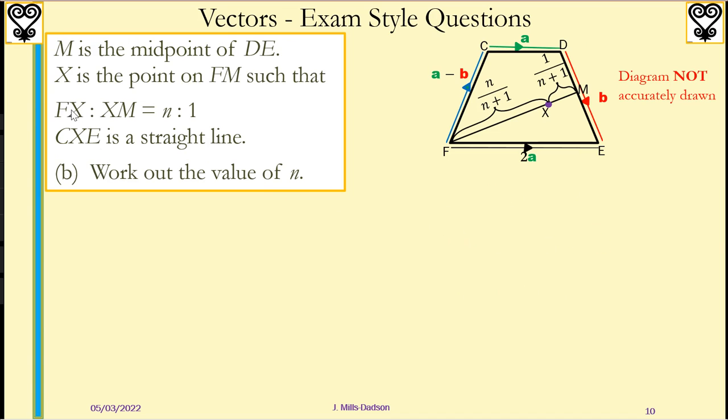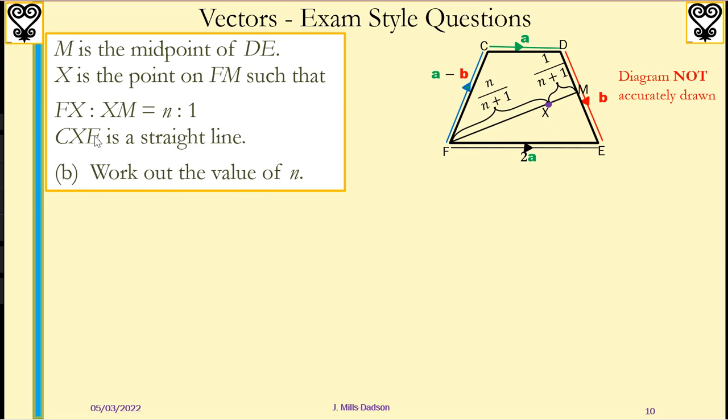Now, if we have this ratio, Fx is n and xm is 1, the total of the line is n plus 1. So we can see that Fx is n over n plus 1 and xm is 1 over n plus 1.